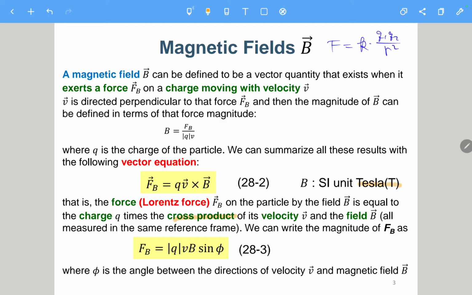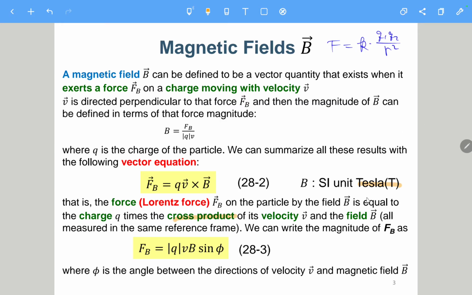Nowadays you are familiar with Tesla in another sense, which is the company of Elon Musk. But actually, it is named after this guy, who invented AC power. Actually, Edison invented DC power at that time.